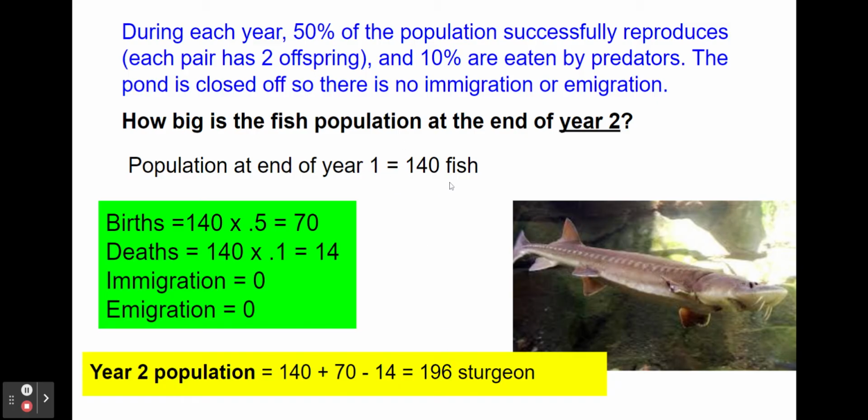You might notice that we increased by 40 in year 1, but we increased by 56 in year 2, so we added even more fish. Let's keep going for 15 years.